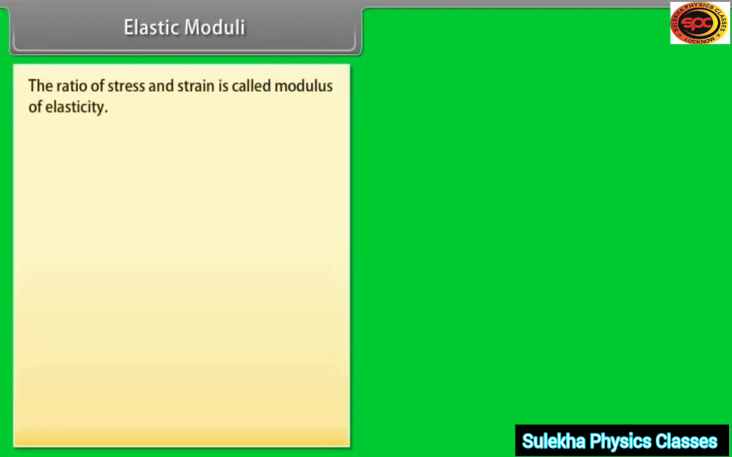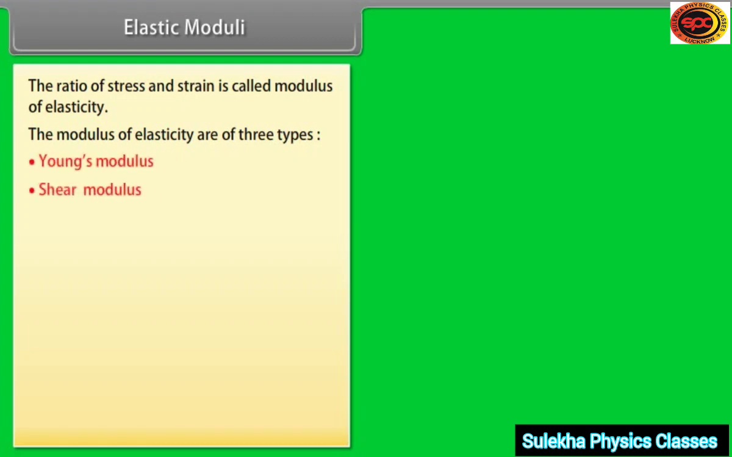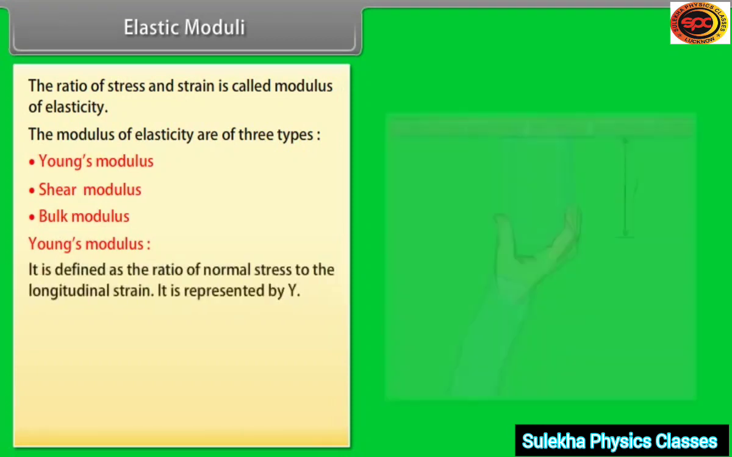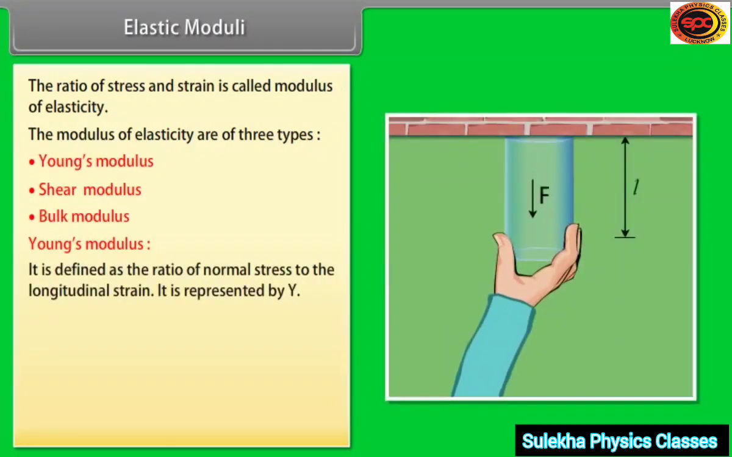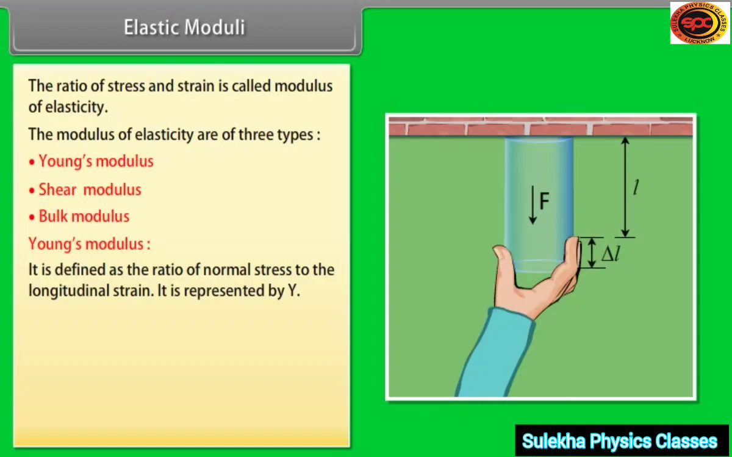Elastic moduli. The ratio of stress and strain is called modulus of elasticity. The modulus of elasticity are of three types: Young's modulus, shear modulus, and bulk modulus. Young's modulus is defined as the ratio of normal stress to the longitudinal strain. It is represented by Y.